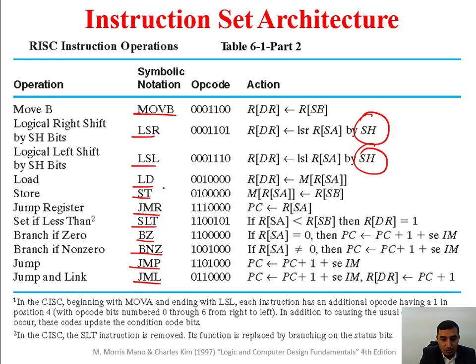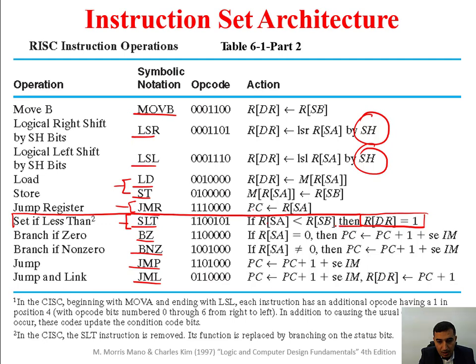Now, when it comes to load and store, they are straightforward, nothing new. Jump is straightforward, nothing new. We load RSA into the program counter. Then we have set if less. If RSA is less than RSB, then we put 1 into RDR. This is a new instruction. Then we have the branch if 0, branch if not 0, jump, the normal jump, and we have jump and link.